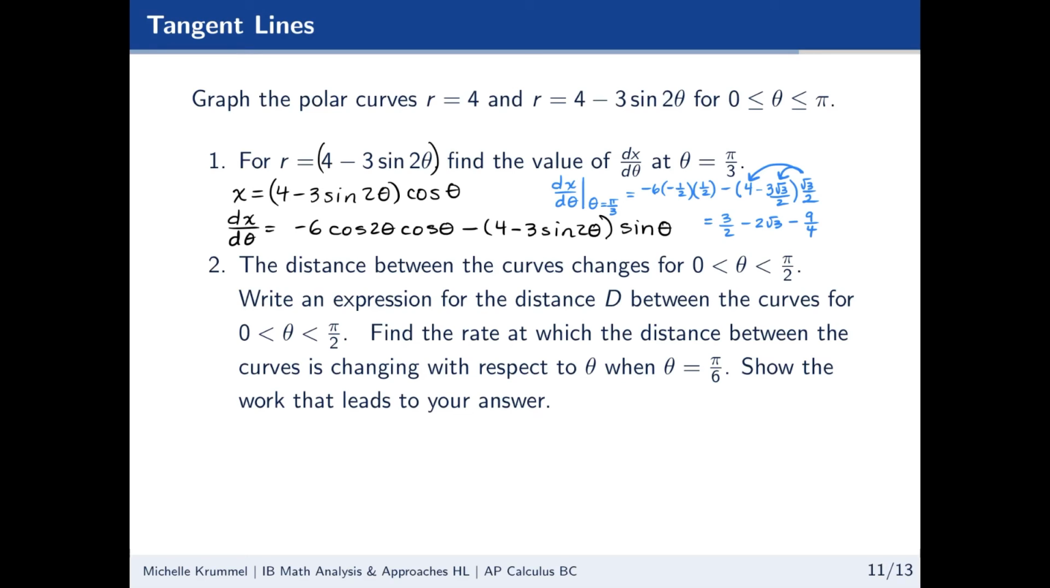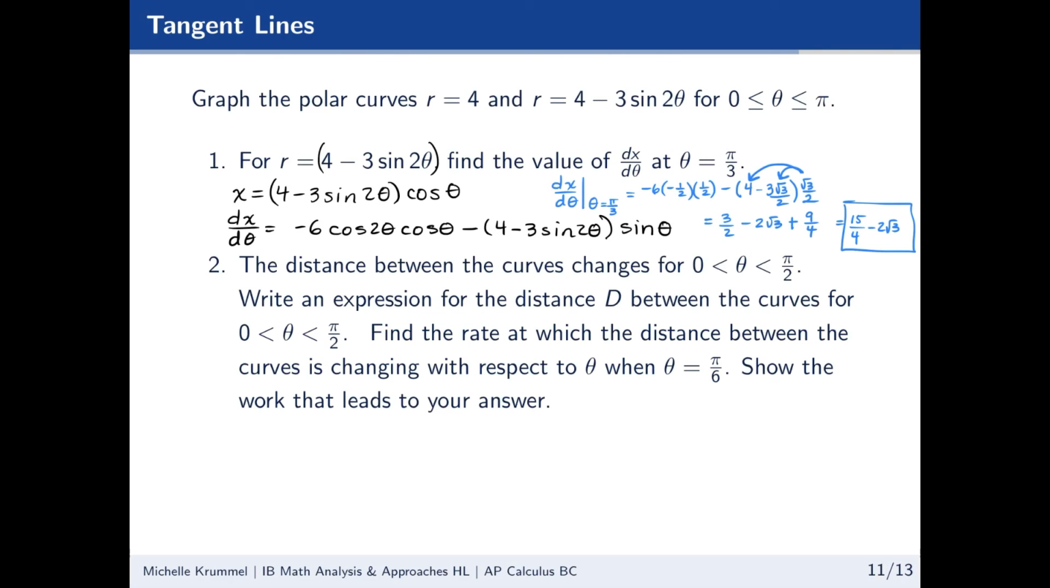So 3 over 2 is the same as 6 over 4, minus 9 over 4. Oh wait, I wasn't careful about my signs there. This one was a double negative. So I'm actually adding 3 over 2 and 9 over 4. So 6 over 4 and 9 over 4 is 15 over 4 minus 2√3 as our final answer there. That is the value of dx d theta when theta equals pi over 3.